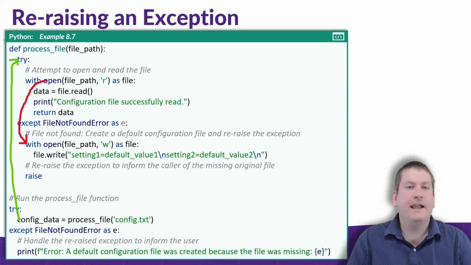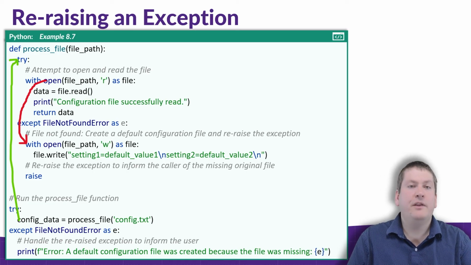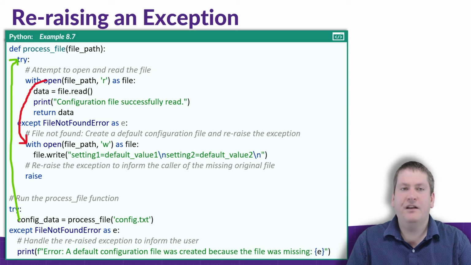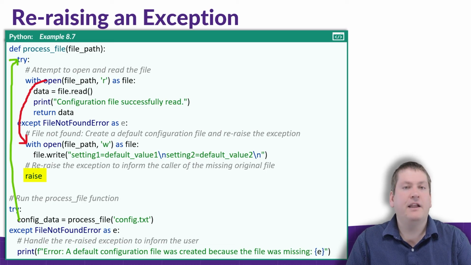That means we'd immediately enter this except block, and inside this except block, we have another with statement that's going to create a new file, the one that's missing, and fill it with some default values. Remember, these with statements handle closing the file for us, so we don't have to worry about that. In this case, it's going to close the file, whether there's an exception in it or not. Then we're going to get eventually to this raise statement. This causes us to raise the same exception that happened.